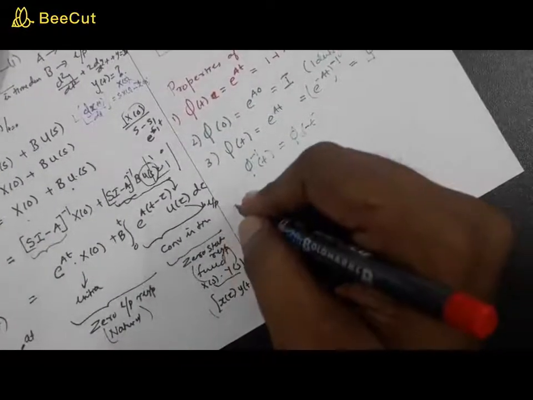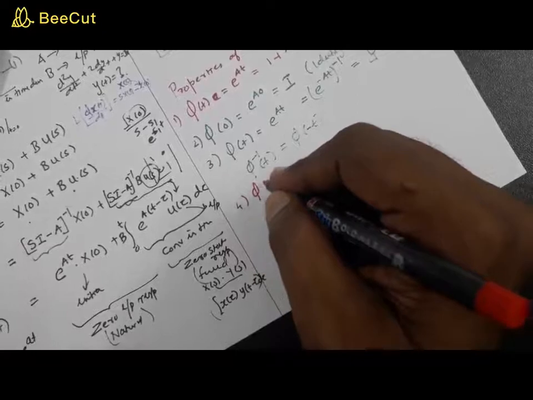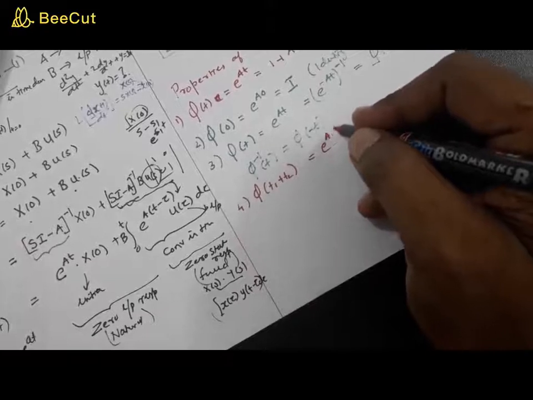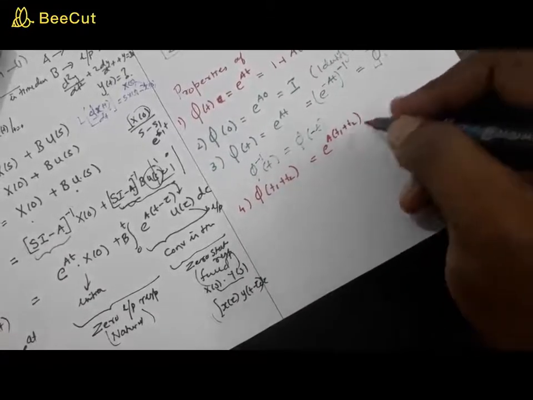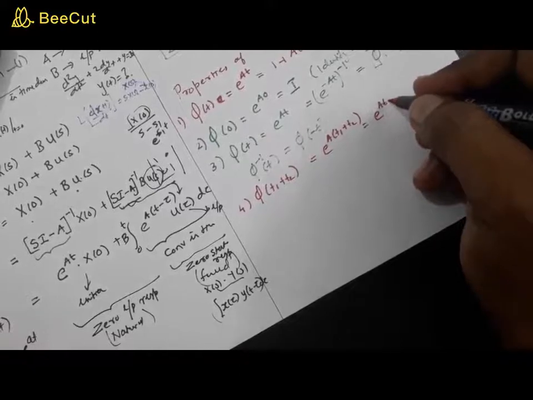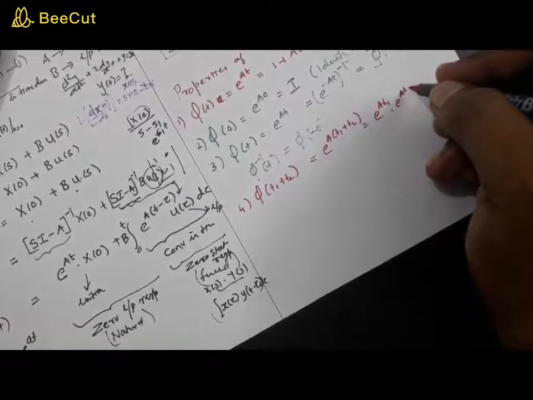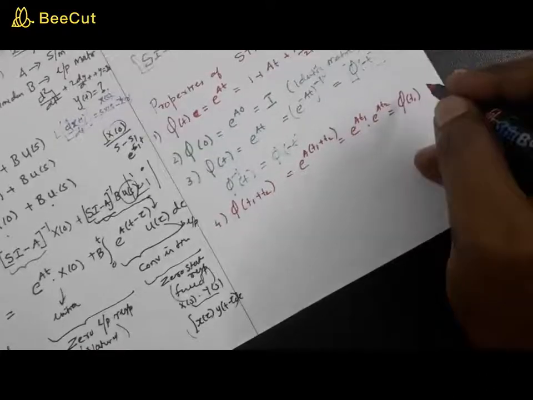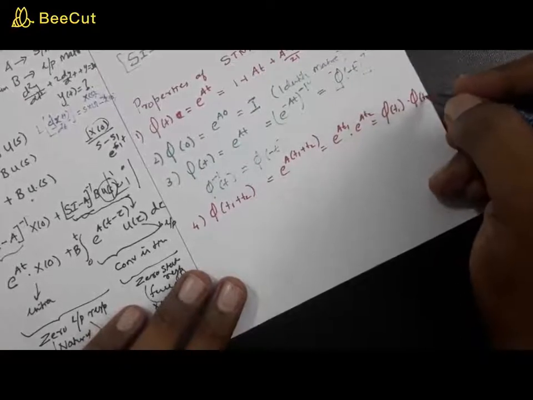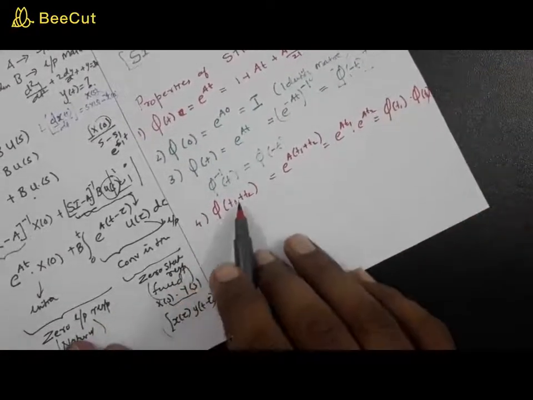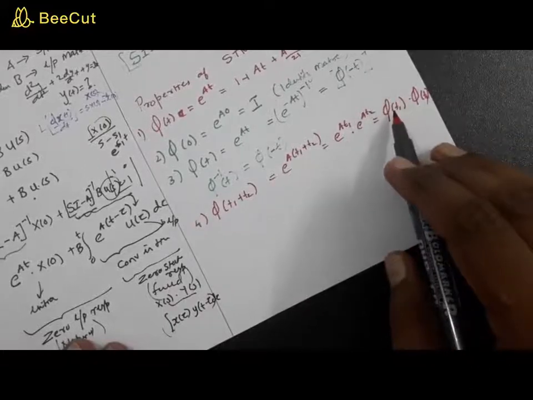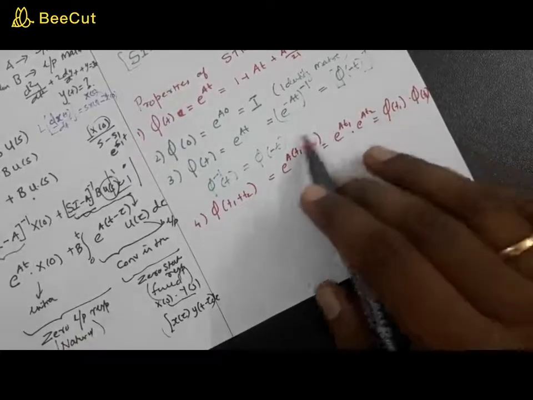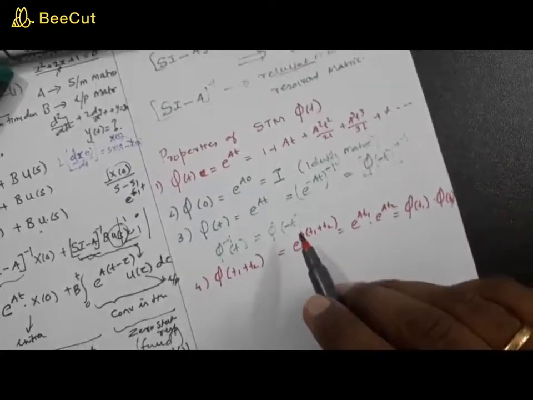Okay, now the next property is, for example, if you have phi of t1 plus t2. So what is that? That is e of a into t1 plus t2, or that's nothing but e raised to a into t1 into e raised to a into t2. Now what is e raised to t1? E raised to t1 is phi of t1 into phi of t2, right? So phi of t1 plus t2 is equal to the product of phi of t1 and phi of t2, right? Hope you understood. This comes because it is defined as an exponential function, right?